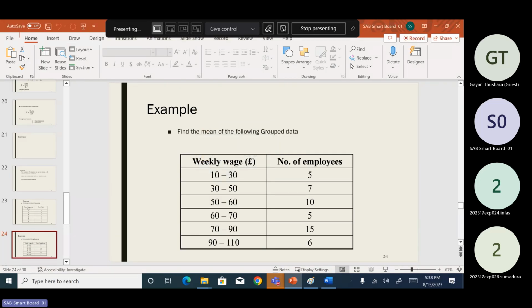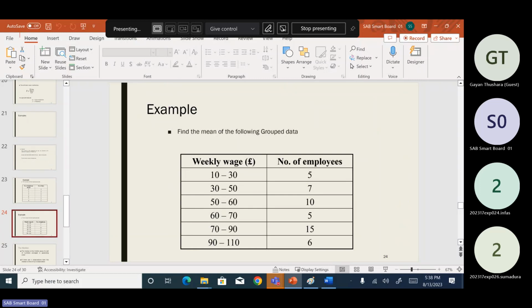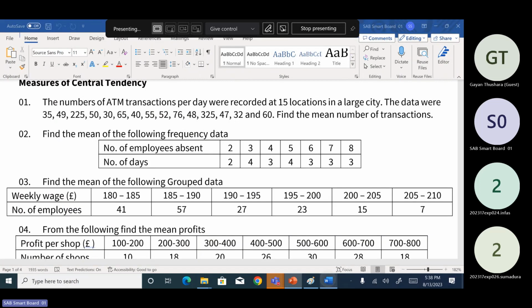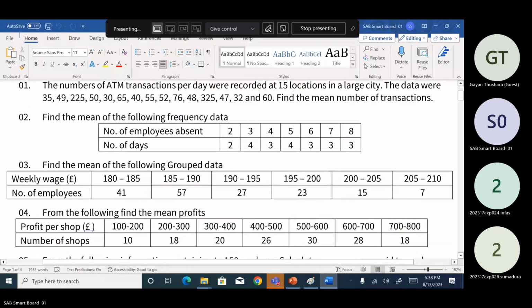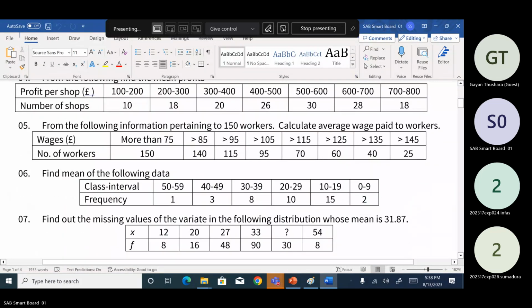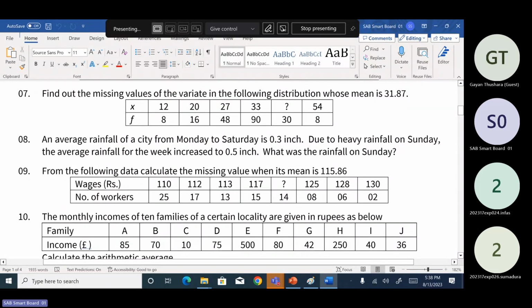Whatever problems we discussed up to now are direct problems. Now we'll take some indirect problems. A data set was given, we found the average, right? And now question number 7.